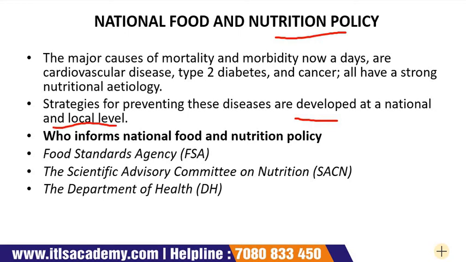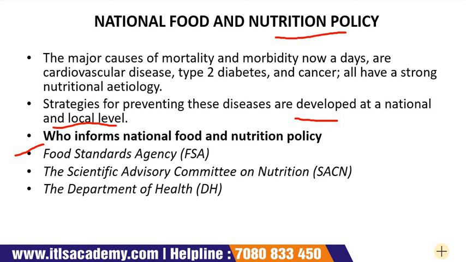The question arises, who informs the national food and nutrition policies about the causes and about the data, what diseases the public are suffering from. So the first agency is the Food Standards Agency, that is the FSA. The FSA is a government agency. It works independently of the government as it does not report to a specific minister.